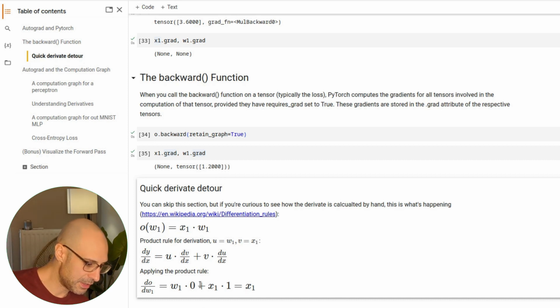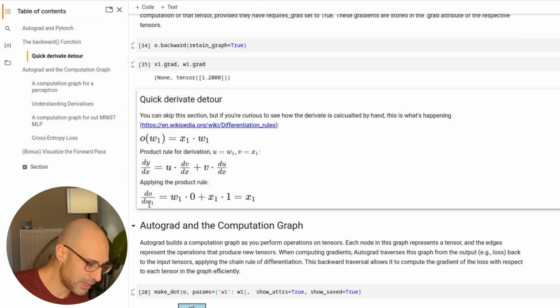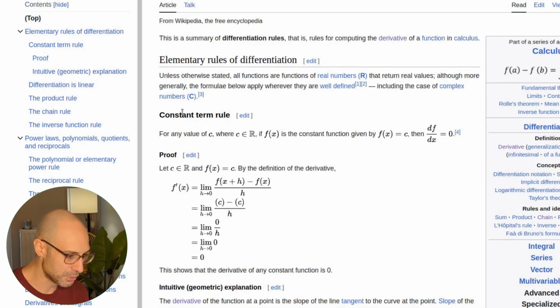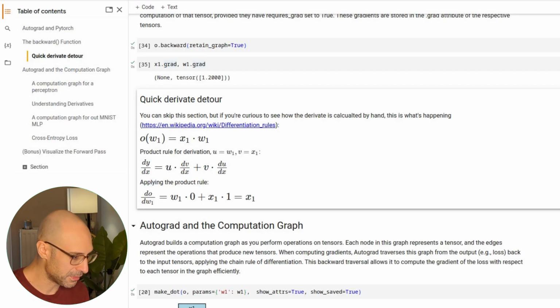So if we take a look at this very quickly, you can see that the derivative of the output with respect to the weight is essentially u, which is w1, so the value of the weight multiplied by the derivative of x, and the derivative of x, because x is a constant, and we have a rule for differentiating constant terms, which essentially says that the derivative of a constant is always 0. So this first term cancels out.